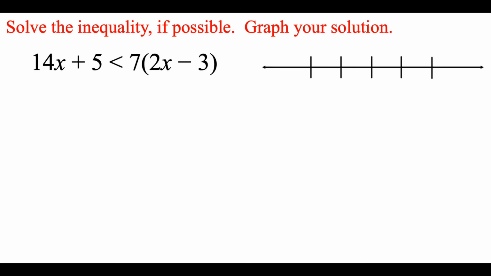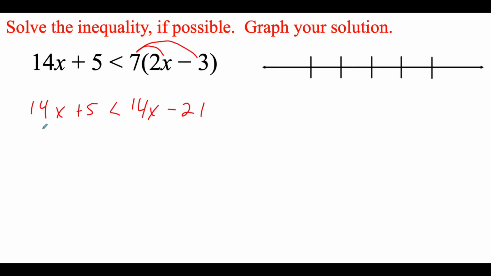Now, as we're looking at our last example here, again, I want you to be on the lookout for something weird happening as we go through and solve this one. So we've got 14x plus 5 is less than 7 times 2x minus 3. I see that we've got some distributive property happening, so I'm going to distribute that 7 to the 2x and get 14x. And then when I take the 7 times the negative 3, I get negative 21. Now we haven't done anything on the left-hand side yet, so I'm just going to copy that down. And we've got our less than symbol happening in the middle.